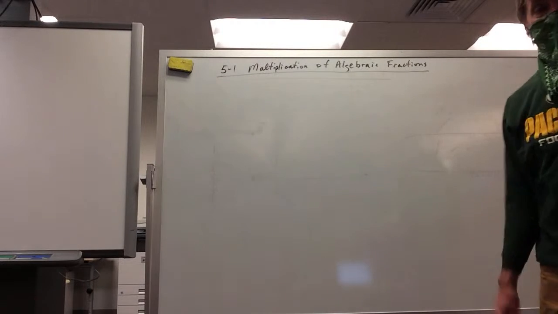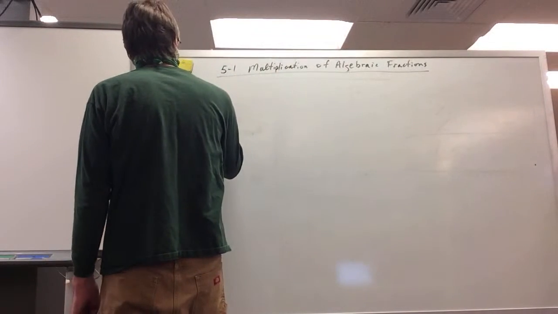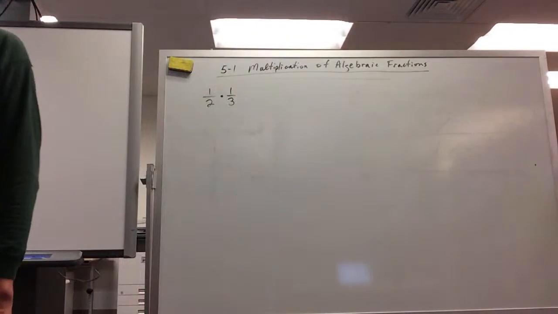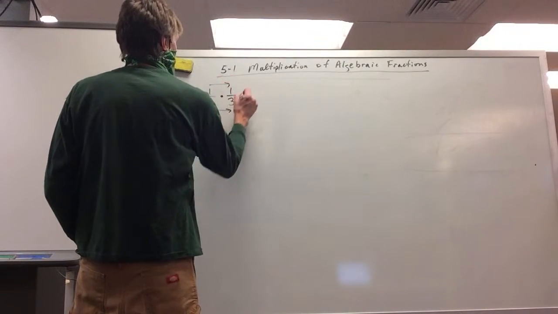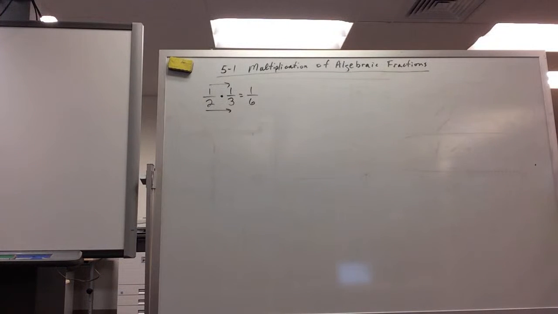Okay, so revisiting multiplication of fractions. What does a half times a third equal? 1/6. Straight across the top, straight across the bottom. We must be able to do this without fail, every single time, period. This is something we just have to know. And if we can't do this, we have to go back and relearn that.